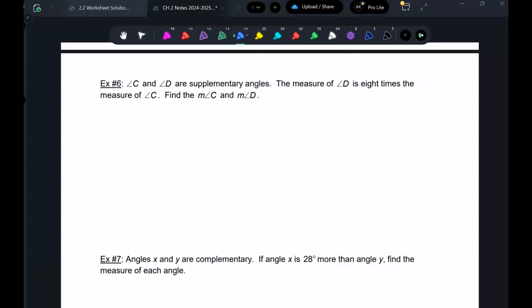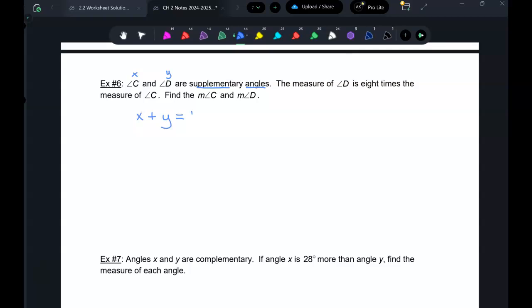Okay, angle C and D are supplementary angles. Sometimes students don't like to work with C and D, or maybe we want to just use letters. Do you want to do X and Y? Let's do that. So I'm going to make C X and I'll make D Y, just because I know most of you are used to using X and Y for variables. Okay, if I say they're supplementary angles, what does that tell me about X plus Y?